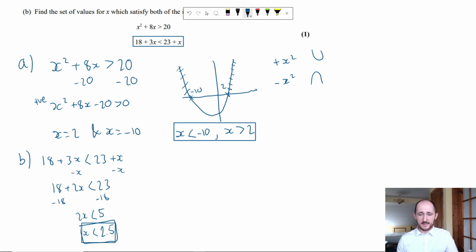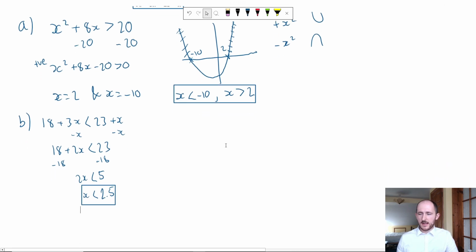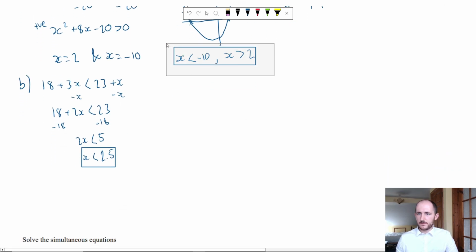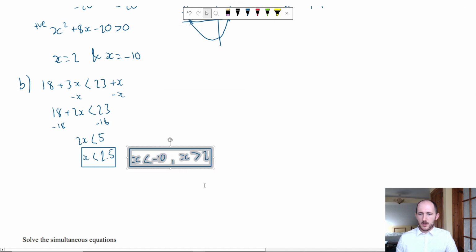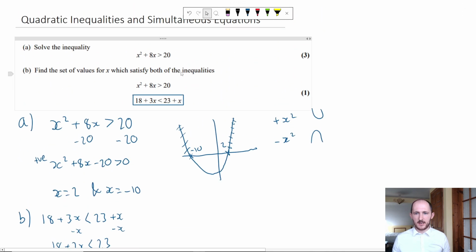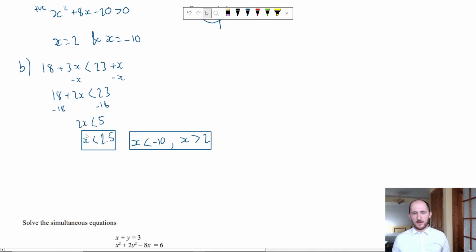And so now what we need to do is find out one answer, because we have too many answers here. It says find the set of values which satisfy both. And we have these 2 conditions. So it's less than 2.5, less than -10, and greater than 2.